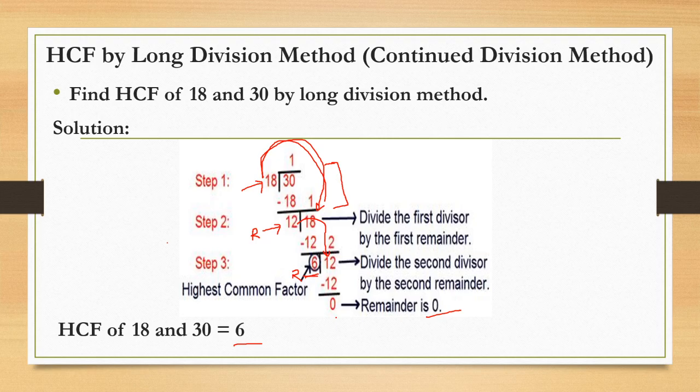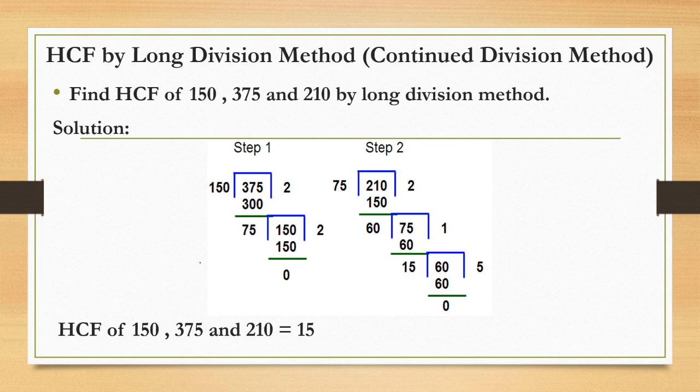Okay, let me show you one more example for three numbers. Here we can see we have to find HCF of 150, 375 and 210. Now what you have to do, first you can choose any two numbers, either 150 and 375, or you can choose 150 and 210, or you can choose 375 and 210. Whatever combination you choose, our answer will remain the same. So in this case I am going to use 150 and 375 first.